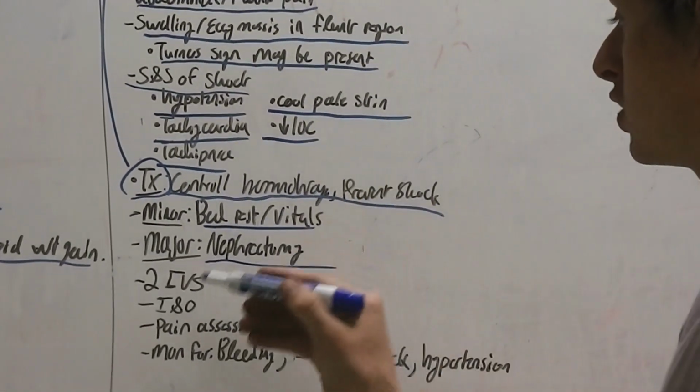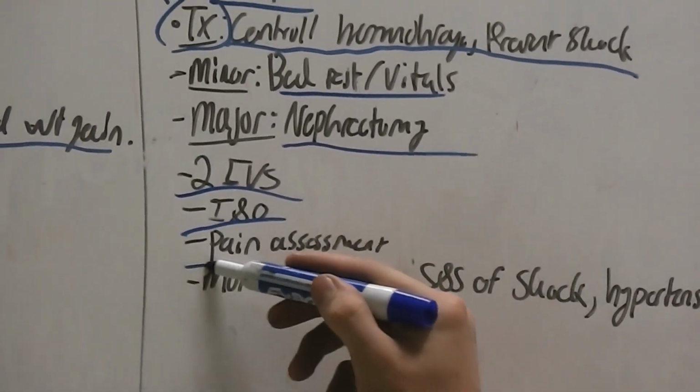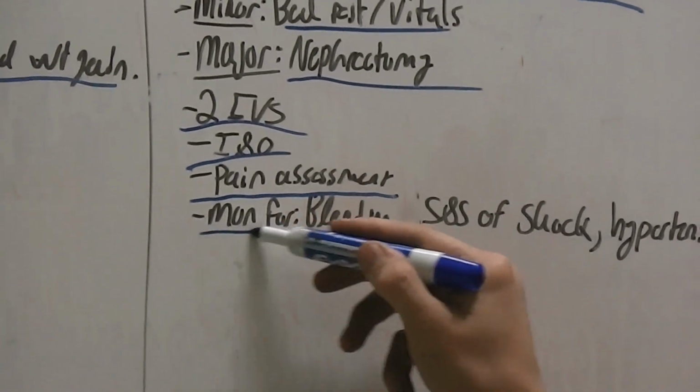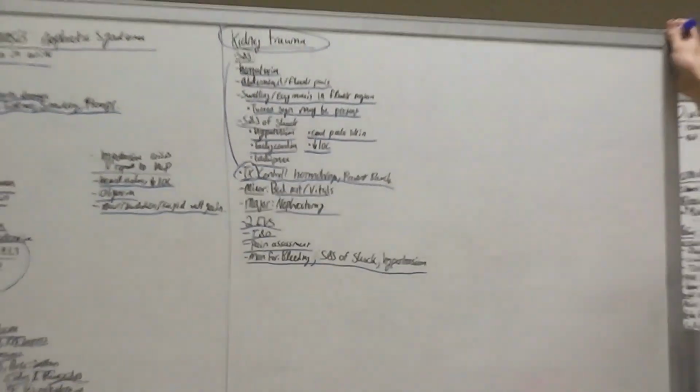Now, for treatment of kidney trauma, we need to make sure we have 2 IVs, that we're monitoring intake and output, and that we're doing a pain assessment. We need to monitor for bleeding and signs and symptoms of shock and hypertension. And that's all I could really find on kidney trauma.